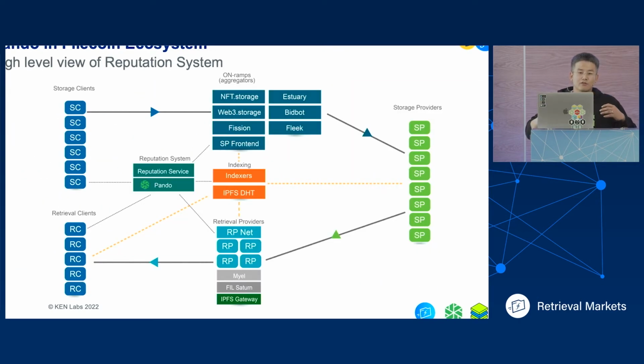So from a high-level point of view, reputation systems and Pando are just like Juan's picture, you can see reputation system is like an out-of-band closed loop of this storage and retrieval. You can leverage this reputation score to select your storage providers and retrieval providers.